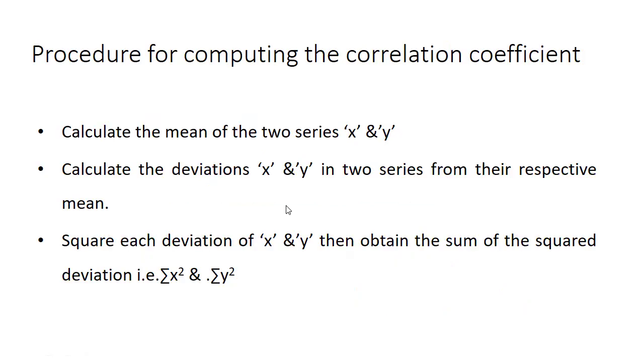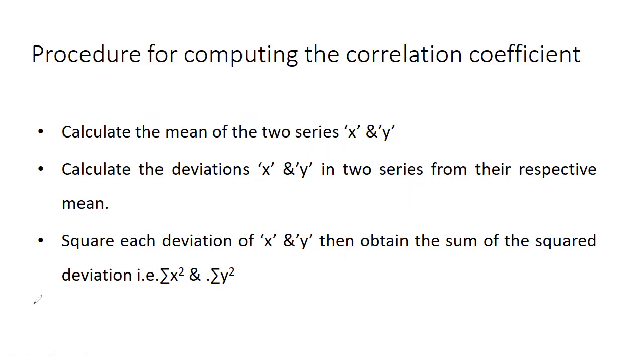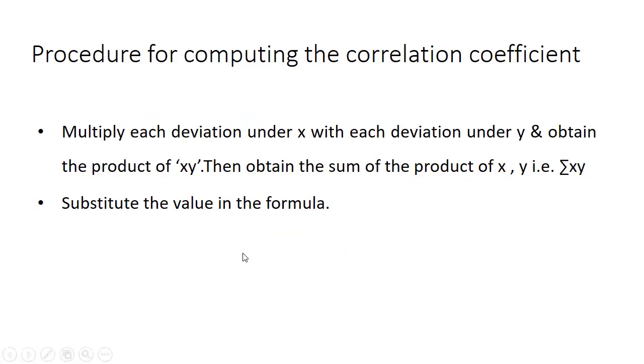To calculate the mean of the two variables, first we take the first column: x bar, add all the observations x1 plus x2 and so on and divide by the number of observations, and then we find the value of y bar. Then calculate the deviations. Deviation means dx equals xi minus x bar, and the same for y. Then we put all these values in this formula and we get the answer.